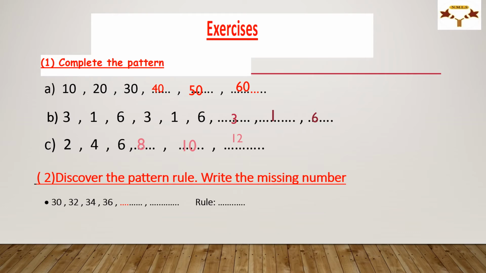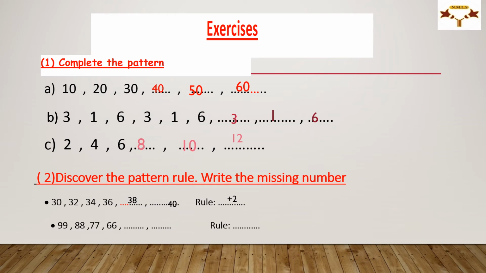So when you add 2 to 36, it will be 38. And the next, it will be 40. So your rule will be by plus or minus. You're going forward. So when you're going forward, your rule will be plus. Plus how many? Yes, plus 2, because each time you're going forward 2 more steps.